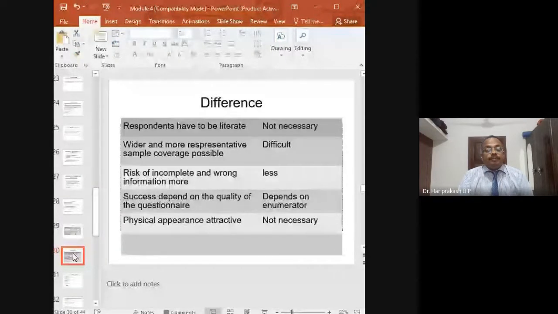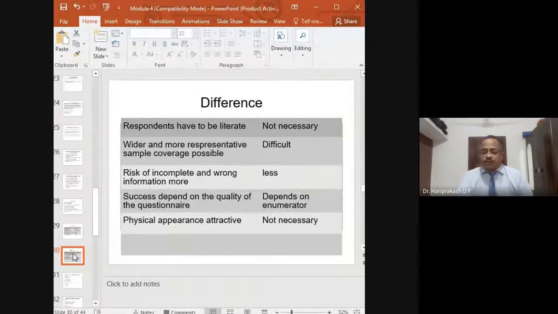Success depends on the quality of questionnaire. So here, the success of collecting data through questionnaire is mainly dependent on the questionnaire. How well you design the questionnaire, what are the different types of question you put, how you put those questions. So all these factors influence the success rate of a questionnaire. Whereas here the success rate does not depend on the schedule, but it depends on the enumerator. So how well the enumerator clarifies the doubts and collects the data, it depends on him.